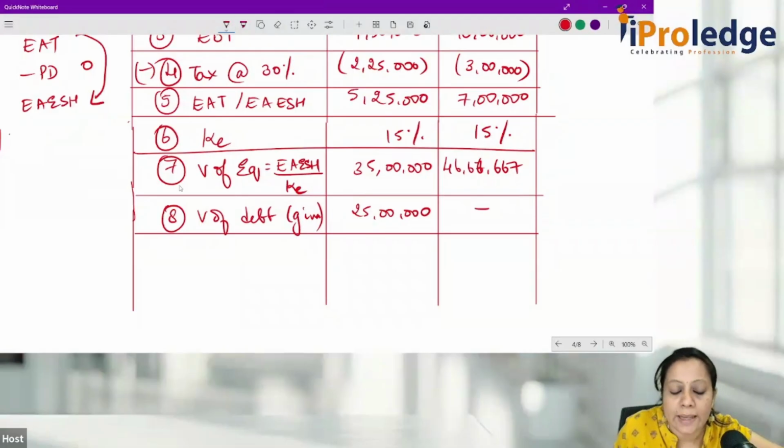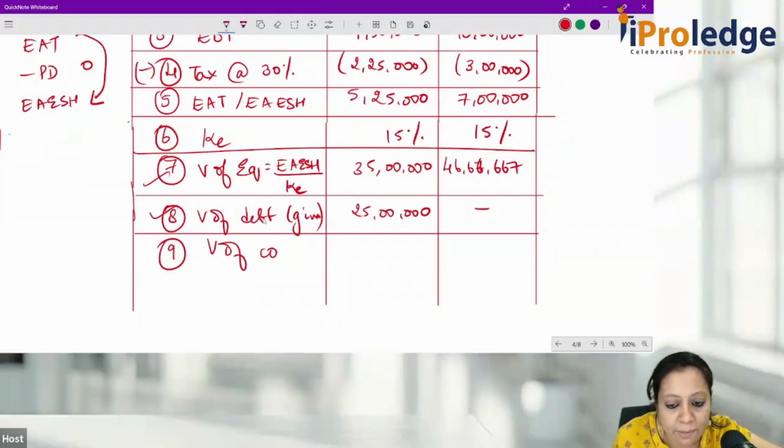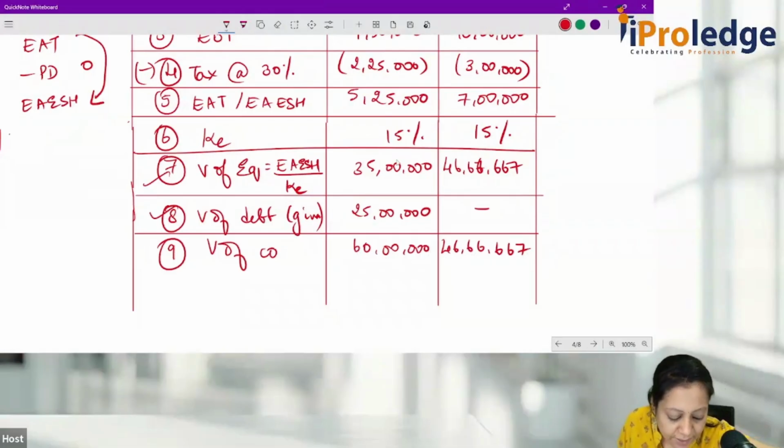Now we all know value of firm is equal to value of debt plus value of equity. So value of firm is value of debt plus value of equity. It is equal to 60 lakhs, correct? And 46 lakhs 66,667. So this is what they have asked us to calculate. We have calculated.